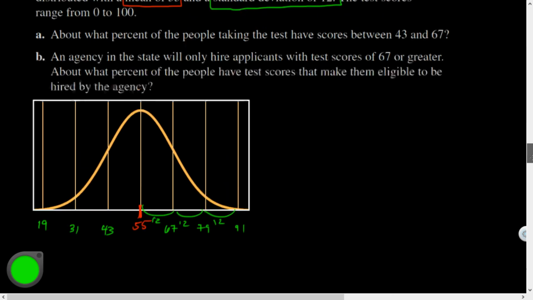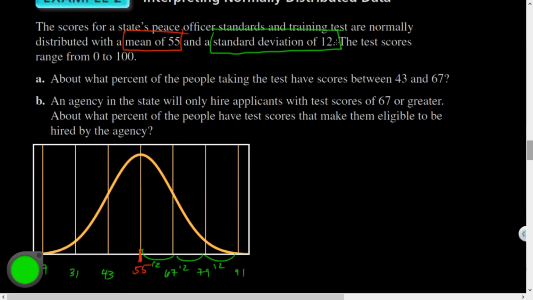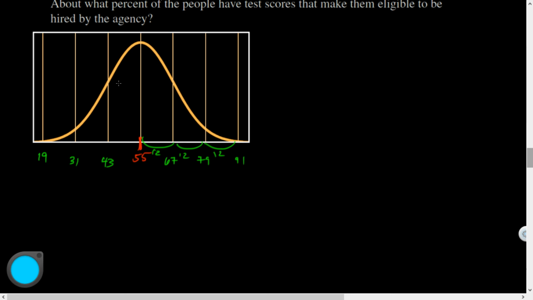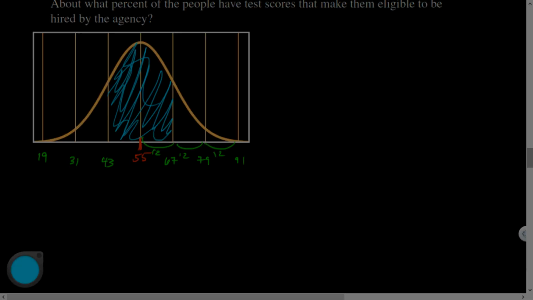So now that I have that, it says the following. The test scores range from 0 to 100. All right, that's great. About what percent of people taking the test will have a score between 43 and 67? That's right here. How'd you get that?